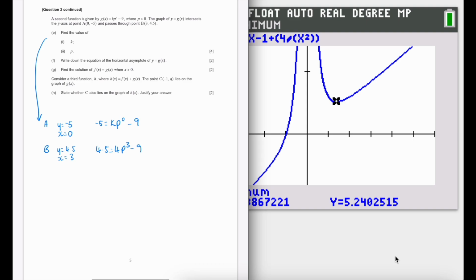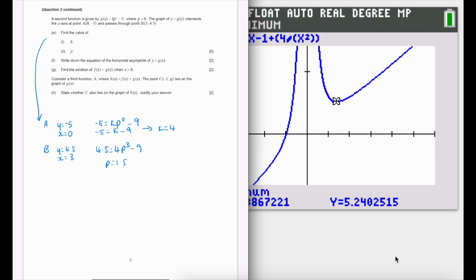So anything to the power of 0 we know is equal to 1. So this gives minus 5 equals k times 1 minus 9. So we can use numeric solve there and find that k is equal to 4. And then for the second one, we now know that k is equal to 4, and then you can substitute that in and find p is equal to 1.5. Okay, so that's where the 4 came from there. So that's the first part of the question.